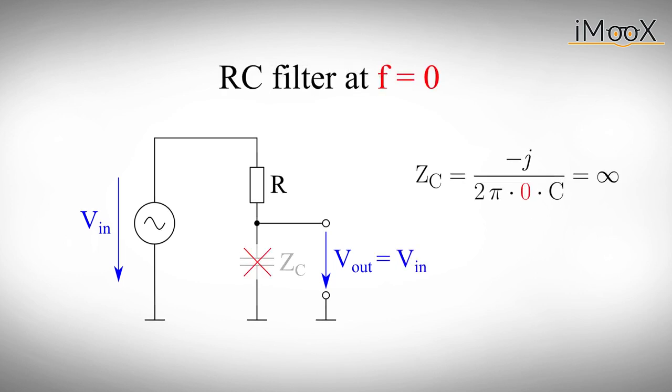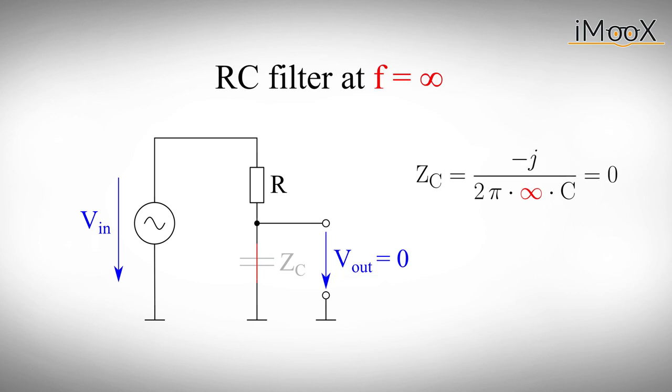Let's take a look at what our RC filter does at the two frequency extremes. If the signal frequency is 0, or in other words, if the input voltage is a DC voltage, the impedance of the capacitor will theoretically approach infinity. We can therefore exchange the capacitor with an open loop. Since no current can flow to ground, the output voltage will be the input voltage.